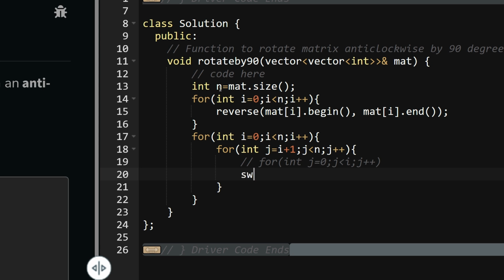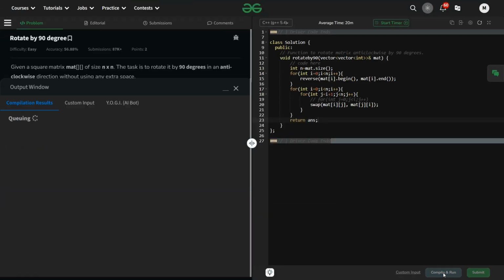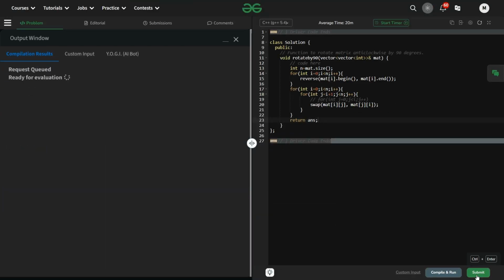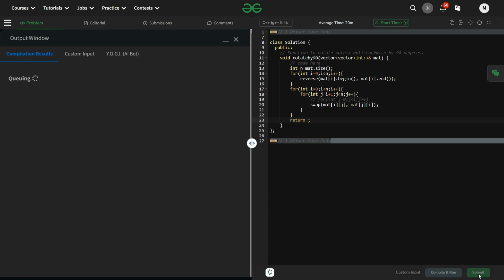Right, now swap the elements present at matrix of i j and matrix of j i. This is class 12th study, so I hope you are not getting confused here. Let us just try to submit it and hope it will work fine. It should not give any error. Okay, there is an error. Oh, I don't have to return. This is a void type function. Let us just clear it and submit it.